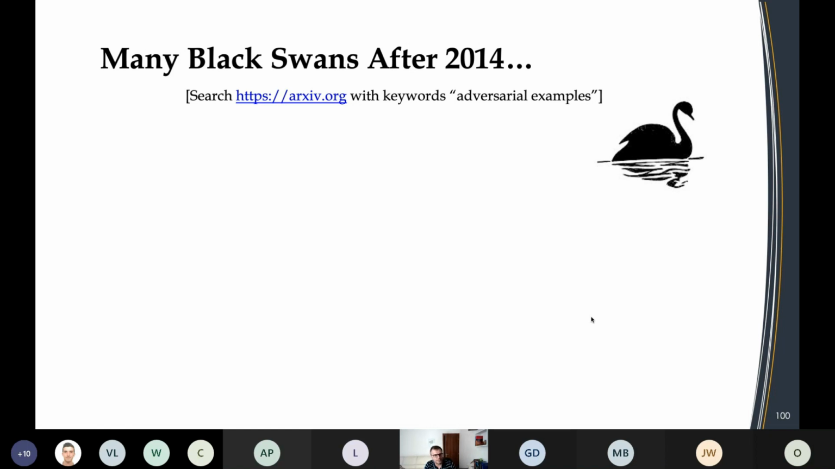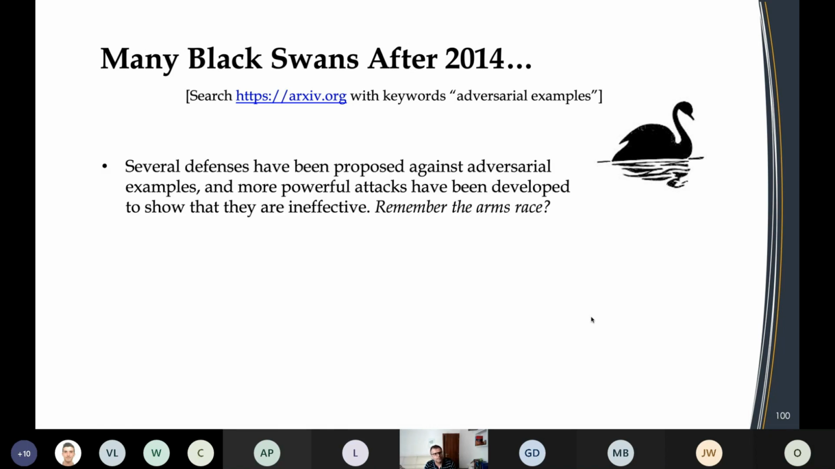And since this 2014 paper, there were really a huge number of papers published. So there is, I think, an exponential trend. We can have a look at that. There is one researcher, Nicolas Carlini, who is tracking all the papers that appear on arXiv with the keyword adversarial examples, and you see that the trend is really exponential. I think we are on the order of thousands of papers every year now.